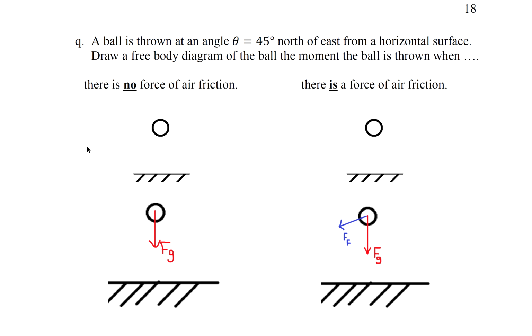Part Q. A ball is thrown at an angle theta equals 45 degrees north of east from a horizontal surface. Draw a free body diagram of the ball the moment the ball is thrown when there is no air friction. If there's no air friction, there's no force of friction. So that's the image on the left. If there is air friction, we're going to have force of friction, because as velocity increases, air friction increases. And it's opposite to the direction of motion.